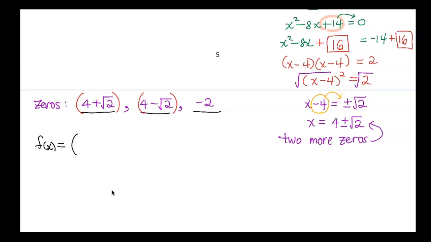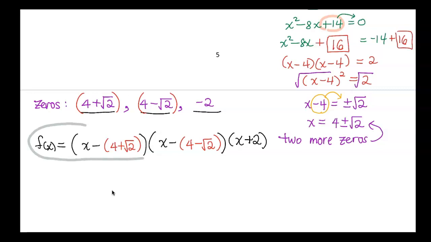So first zero is like this. x minus (4 plus square root of 2). It's always x minus, you guys. Next factor is x minus, and I'm looking at the second one, parenthesis 4 minus square root of 2. I close parenthesis. And the very last zero, the one that they gave us, is x minus negative 2, which will give us x plus 2. And we don't have to simplify any further. In fact, if you multiply this out, we will go right back to where we started.